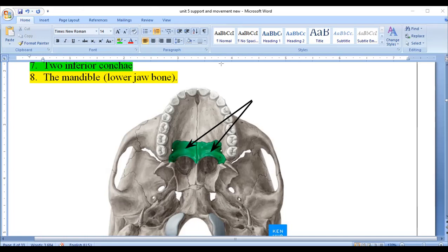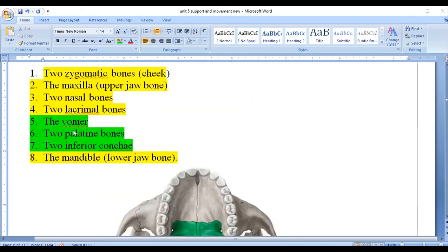Palatine bones. Understood? So in this picture, you can notice there are how many palatine bones? Two palatine bones. So only the palatine bone you have to mark in this picture. Right? Now, I have introduced the palatine bone also.